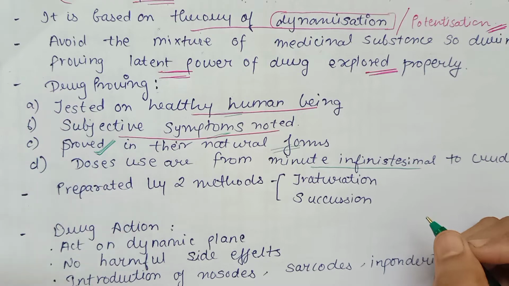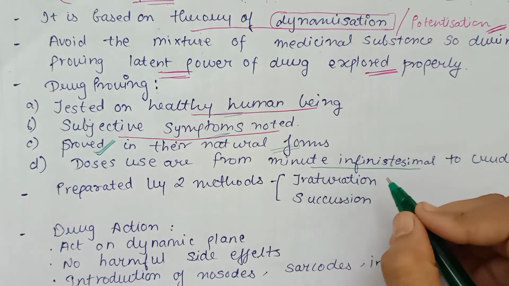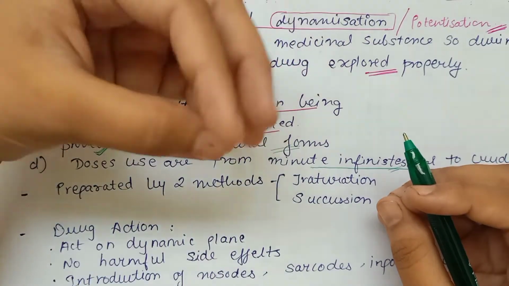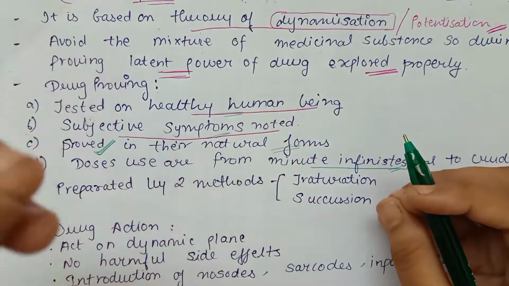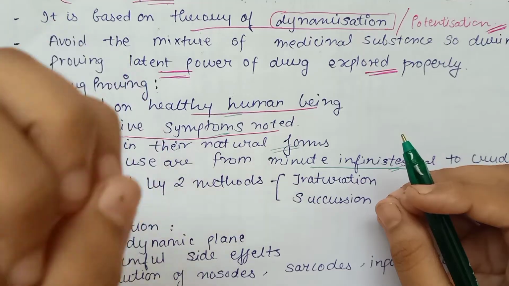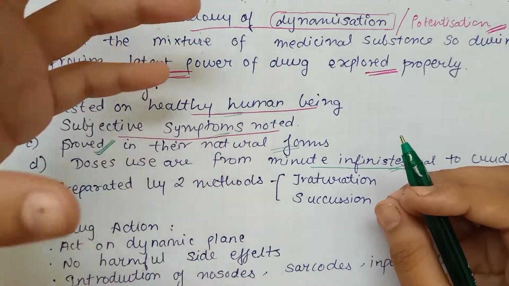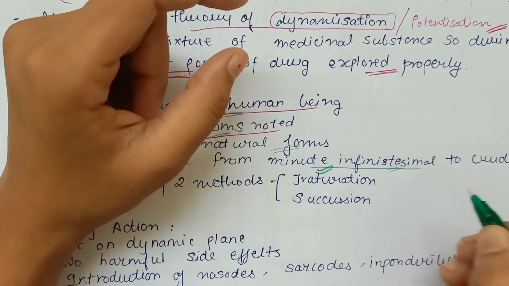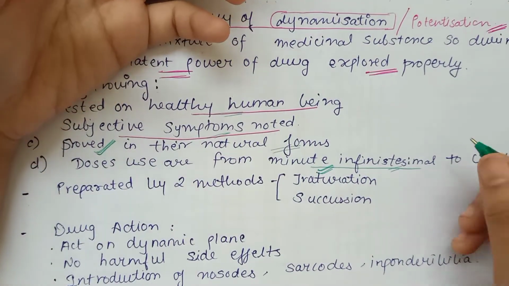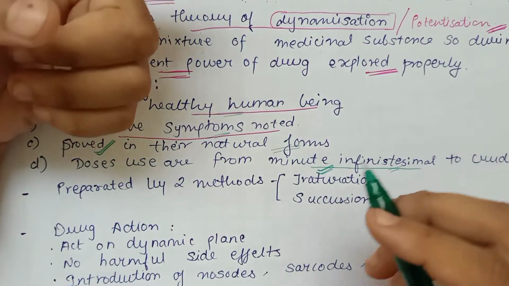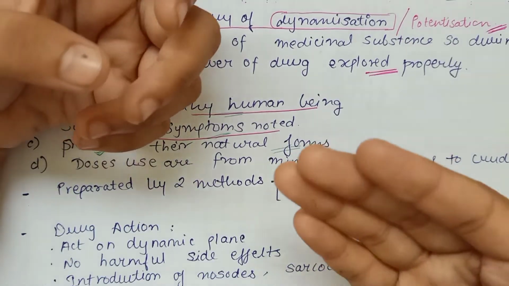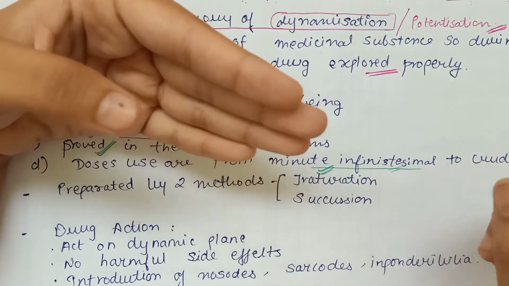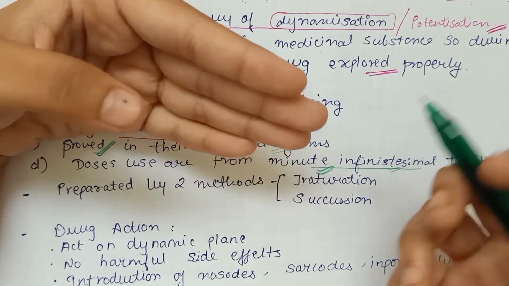So we give in the minute infinitesimal, मतलब we don't give the patient, or we don't give the prover, he is not the patient, he is a healthy human being, we give him while proving in the minute or minimal infinitesimal form. मतलब we don't give him the higher potency, we just give him a small dose. Okay, minute से हम शुरू करते हैं.